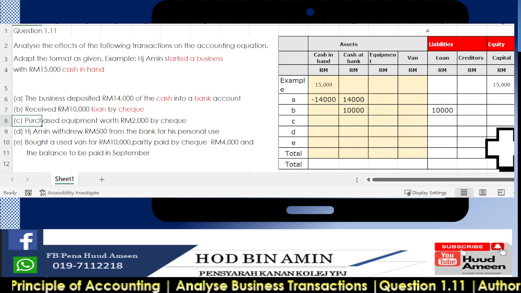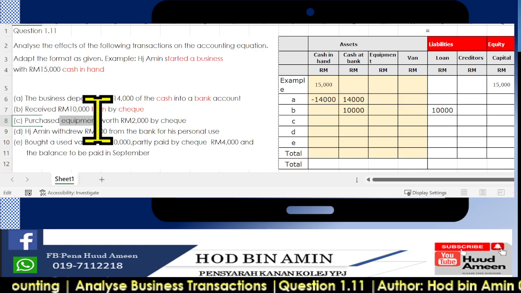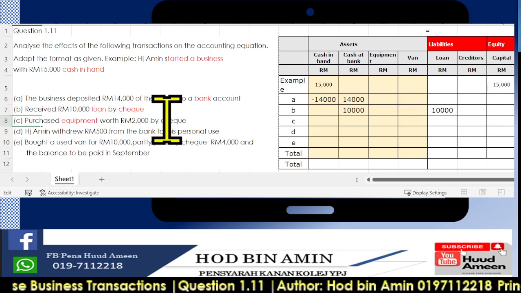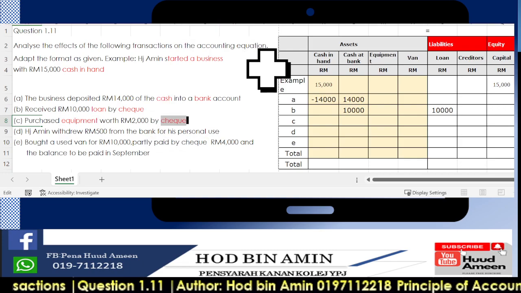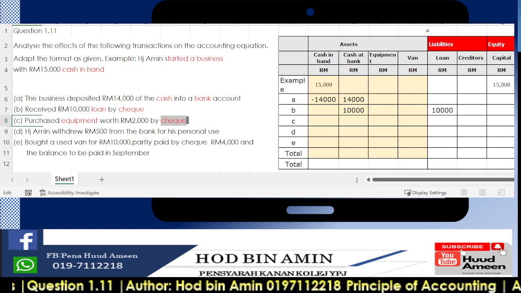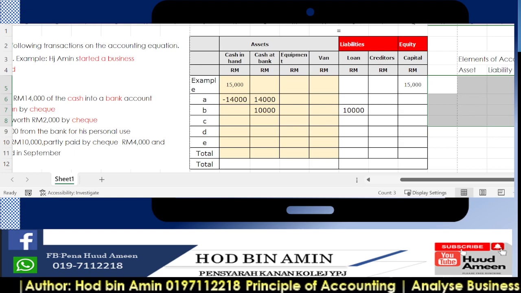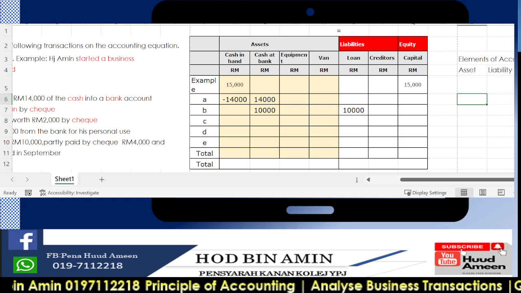Equipment and check. Alright. Okay. This you have to remember. I write it here at the right. Equipment and check. So the first account is equipment and check.